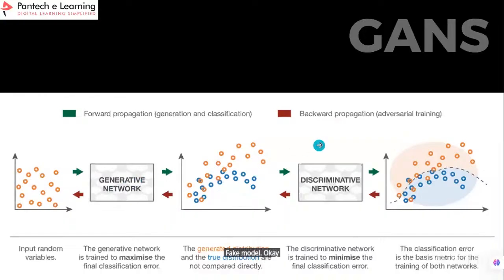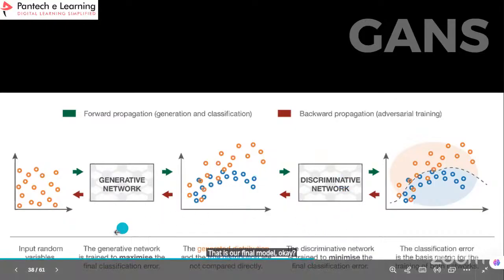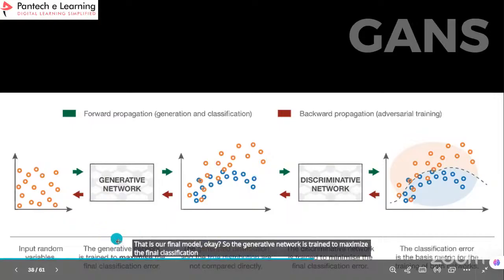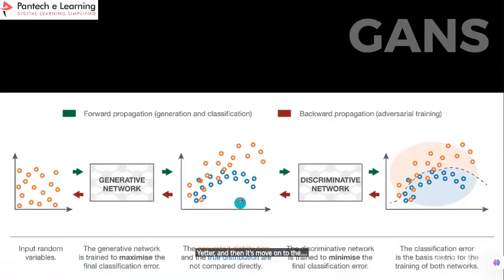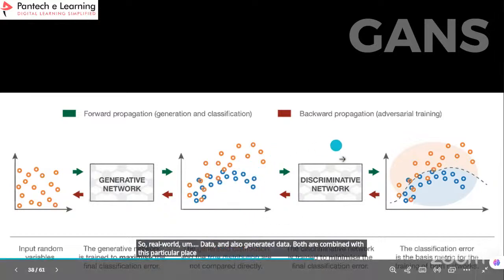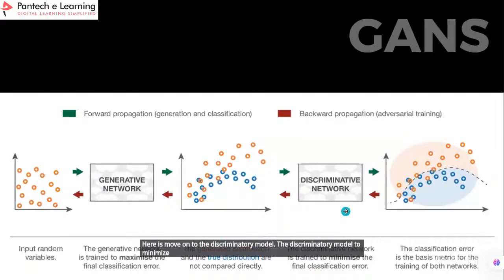Okay. So when the model comes to the discriminator, the discriminator decides whether it is a real one or a fake one. That is our final model. The generative network is trained to maximize the final classification error, and then it moves on to identify the real one and the fake one. Real-world data and generated data are both combined at this place, and then it moves on to the discriminative model. The discriminative model is to minimize the classification error.